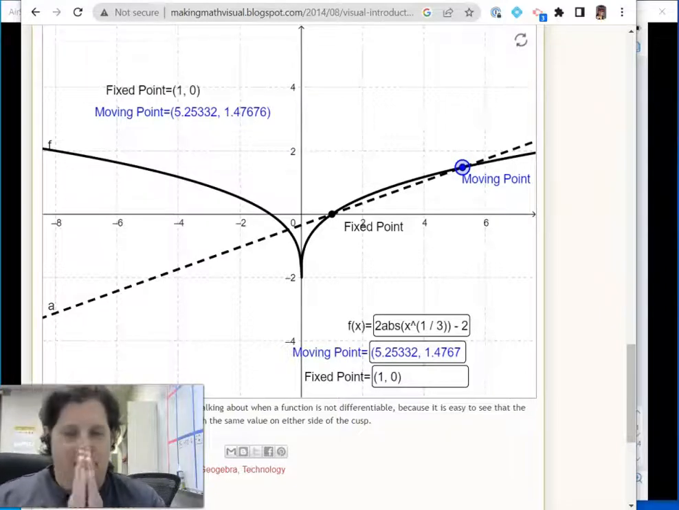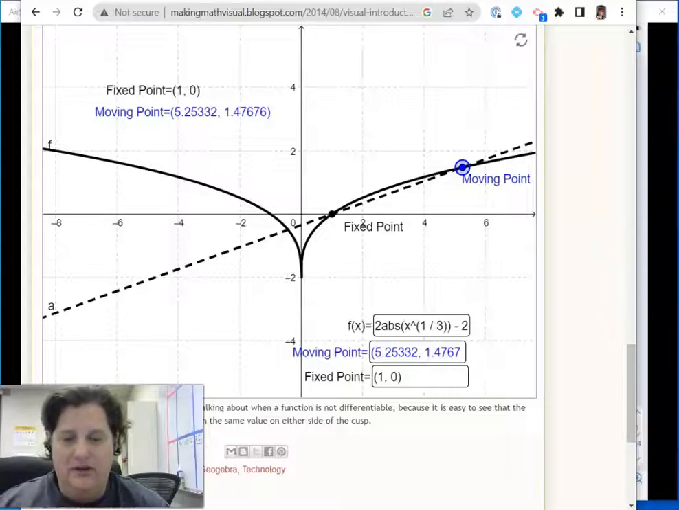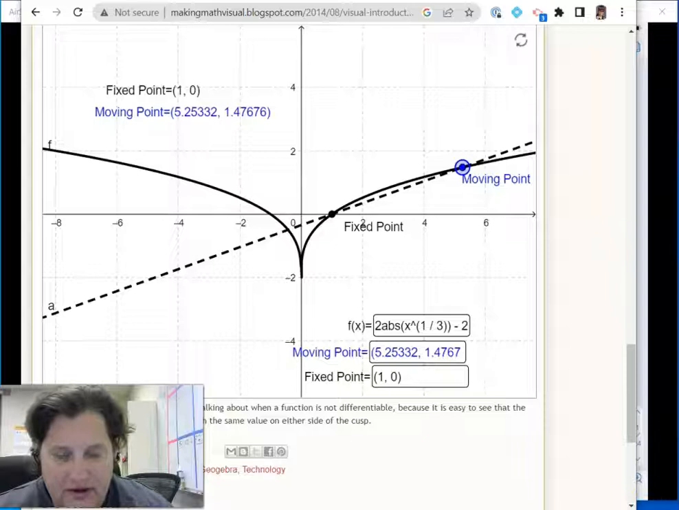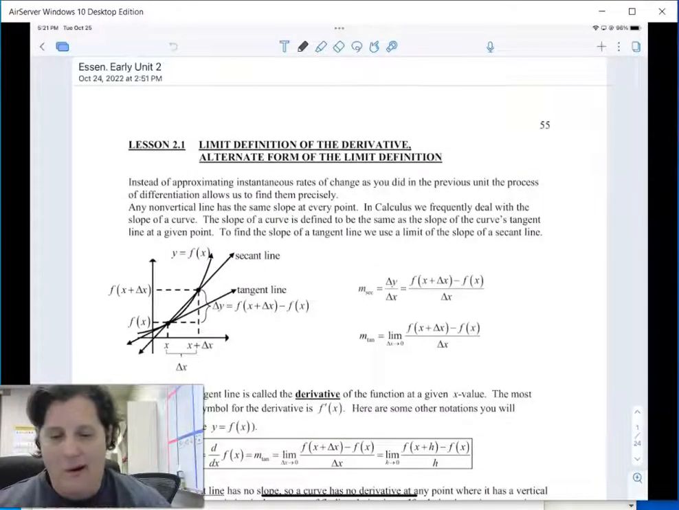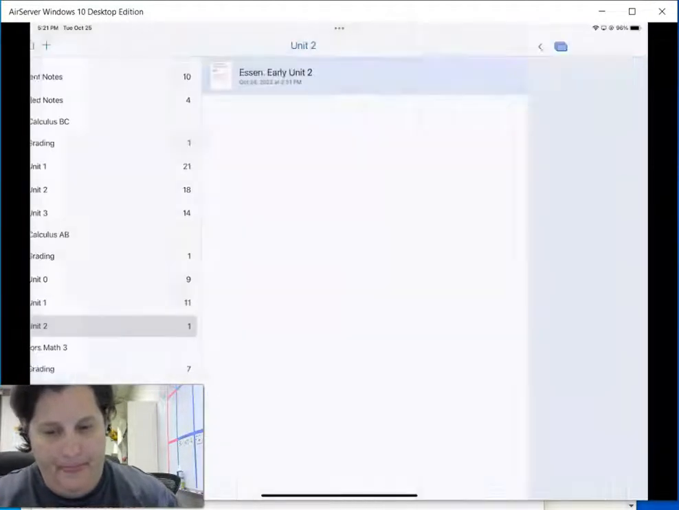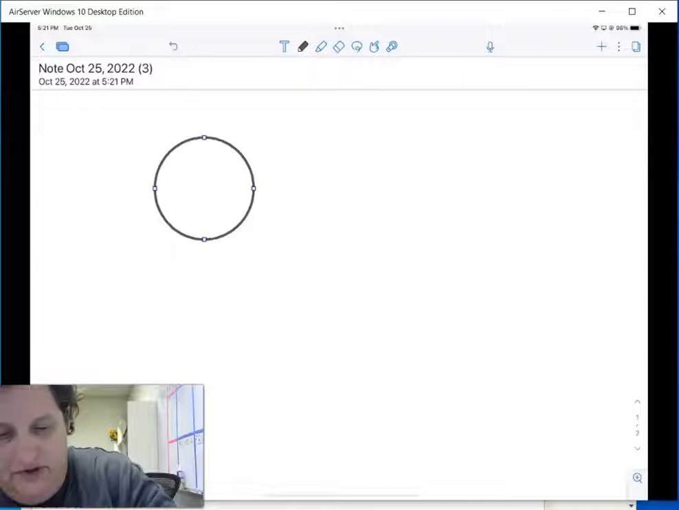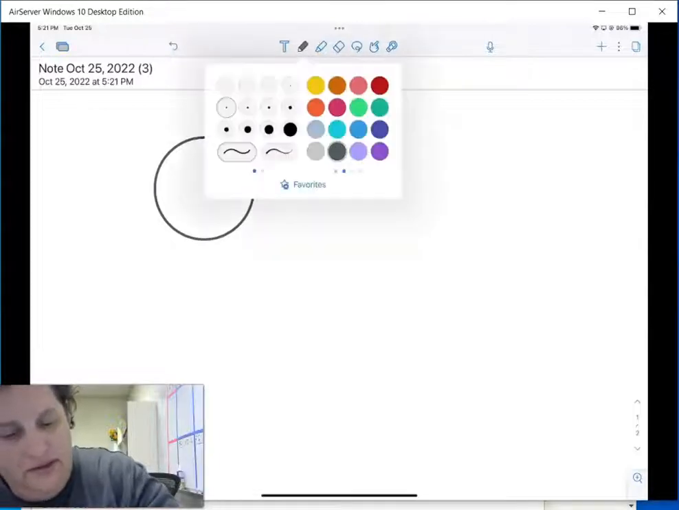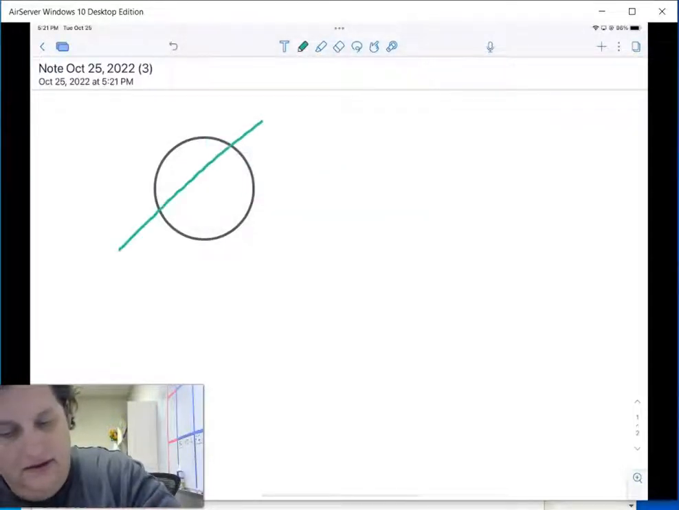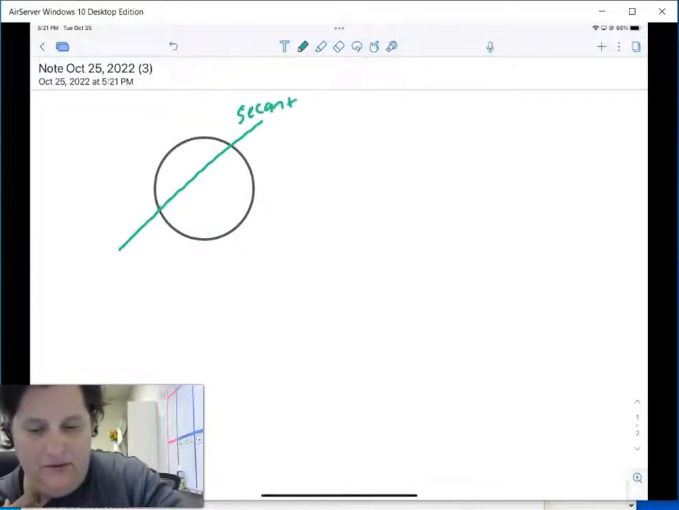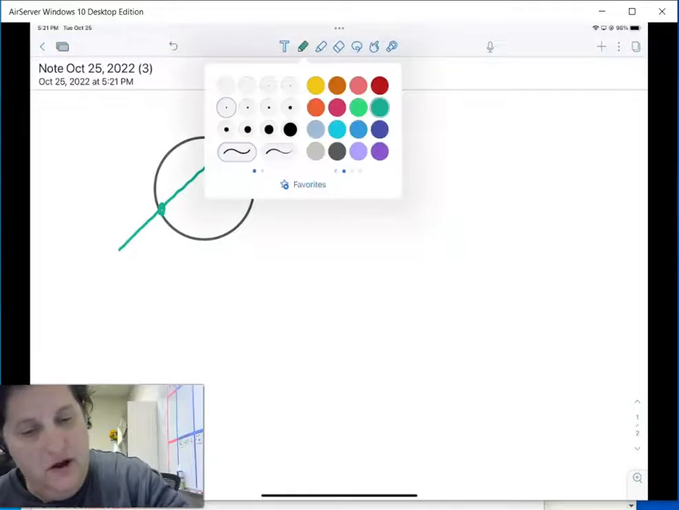Now, a derivative is the slope of a tangent line to a curve. Okay? So actually, before I show you this, let's talk about a couple of words real quick. Let's start with a circle, because you would have learned this in geometry, I think. So here's a circle. This line is called a secant line, okay? It can go through any 2 points on the circle.